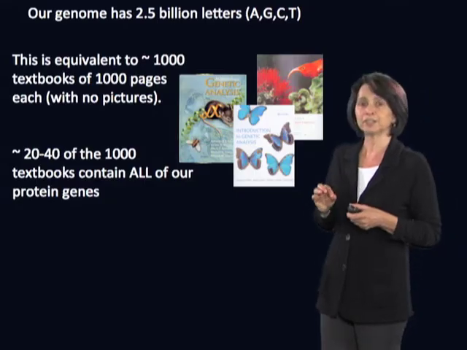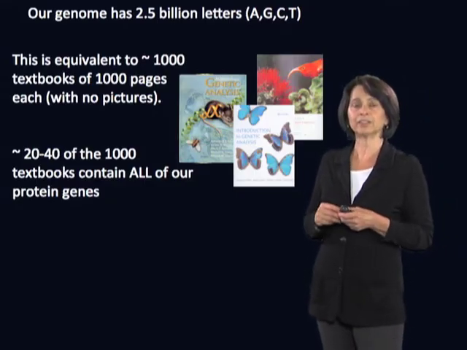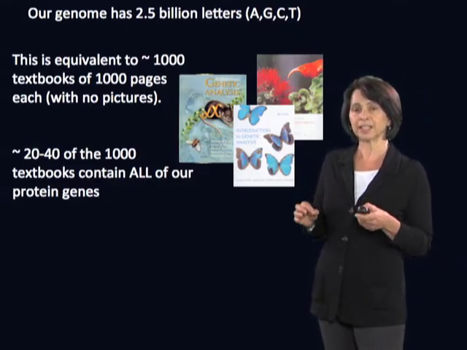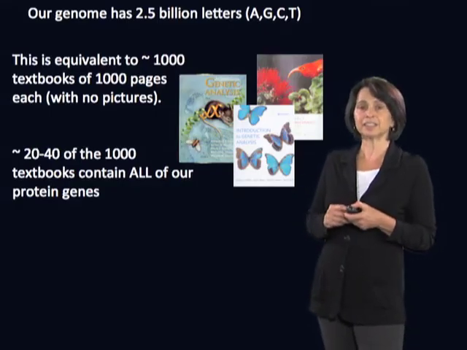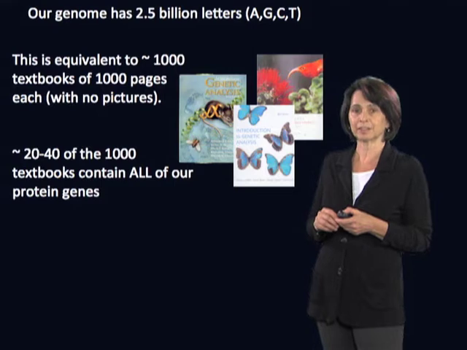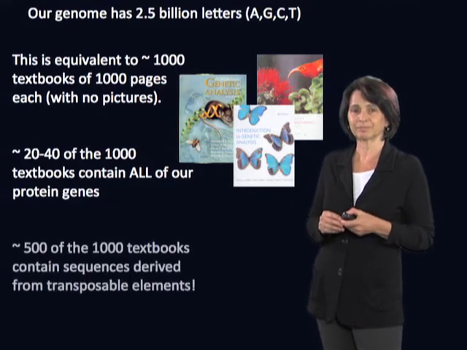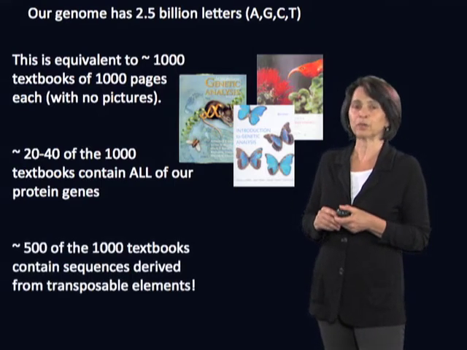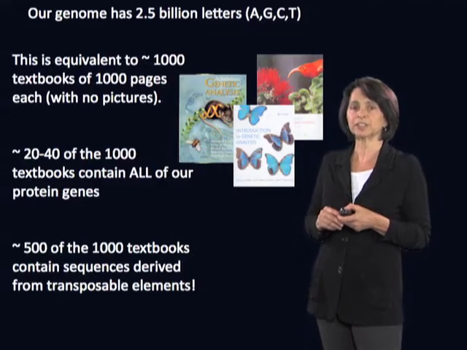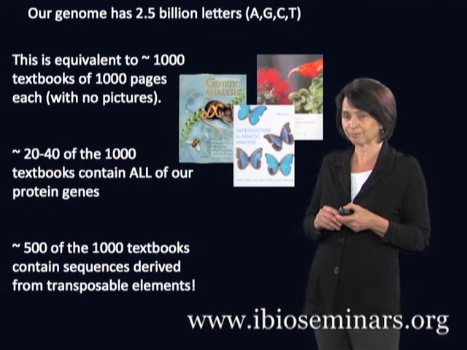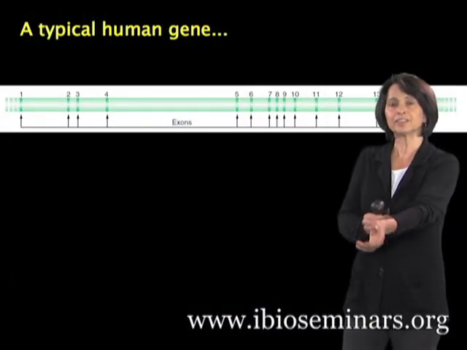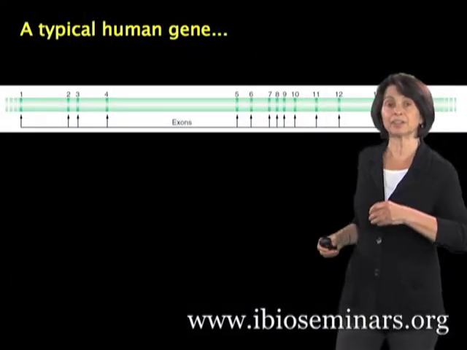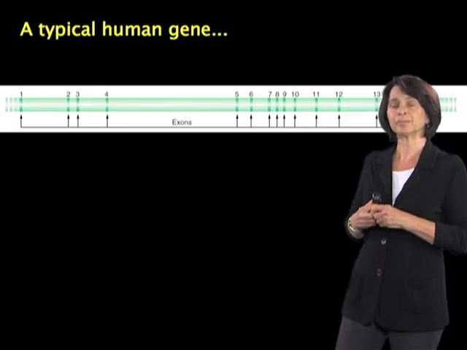Only 20 to 40 of those 1,000 textbooks contain all of the genes necessary to encode the proteins that make us up. 500 of the 1,000 textbooks contain sequences that are derived from transposable elements. So it's pretty stunning.